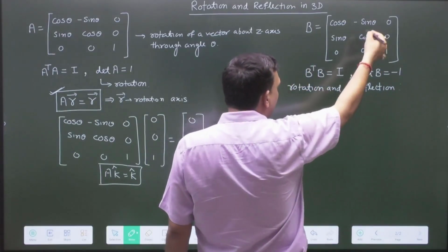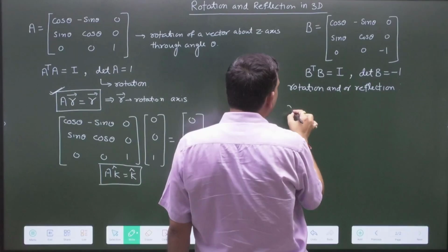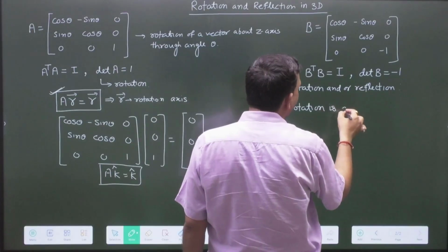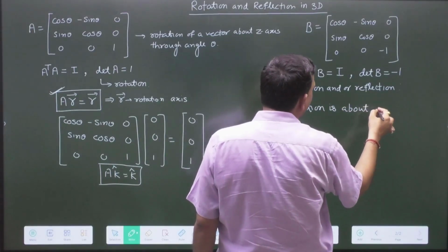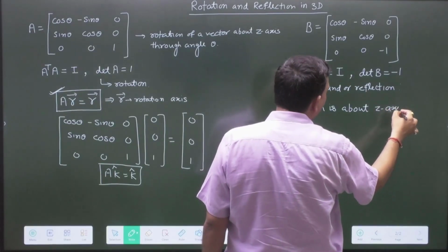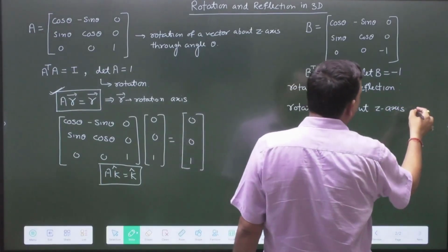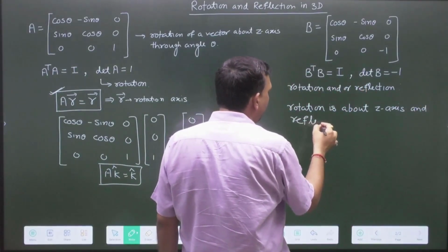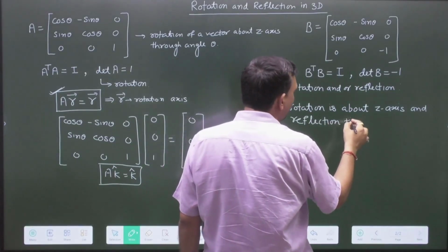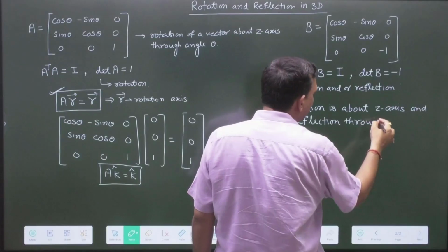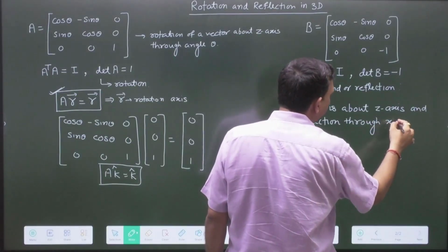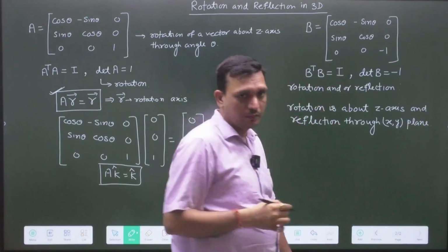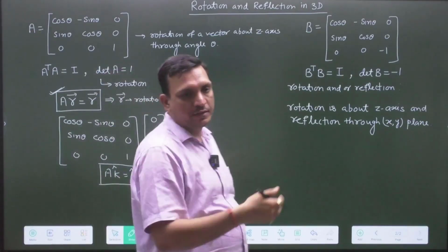So in this particular example, rotation is about the Z axis and reflection through the XY plane. Now you have to find the plane of reflection.